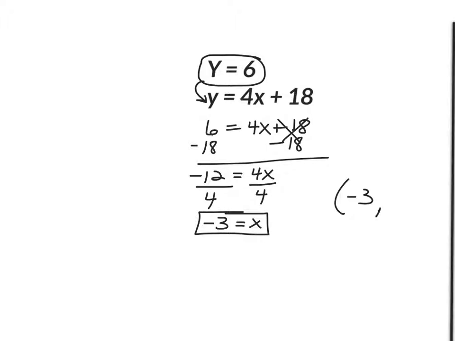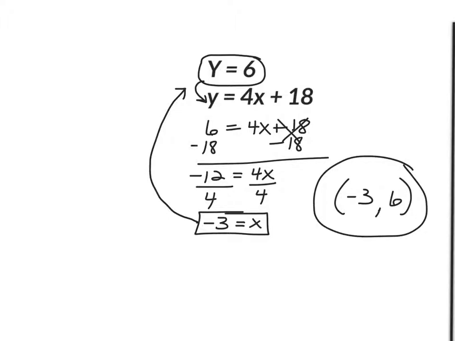Now, I know right now x is negative 3. What I would normally do is take this answer and plug it back into one of these equations. Well, I don't need to do that in this case because I already know the y value right here is 6. So then my x value is negative 3 and my y value is positive 6. This right here is my solution. That's where these two lines would intersect, at the ordered pair negative 3 and 6.